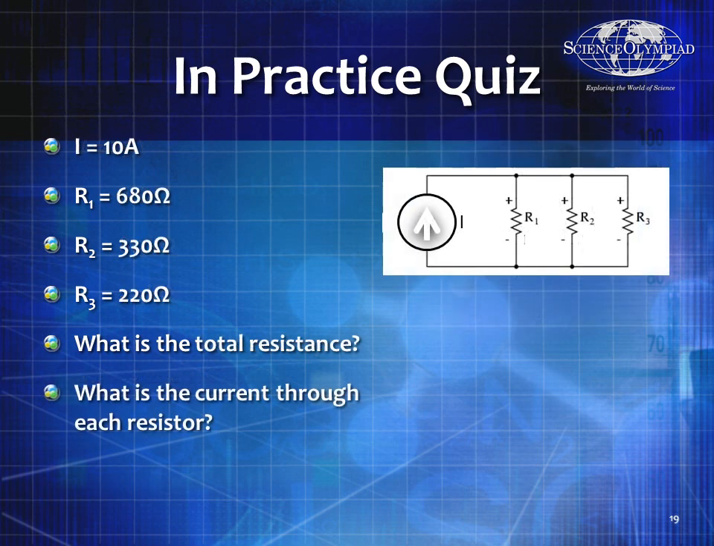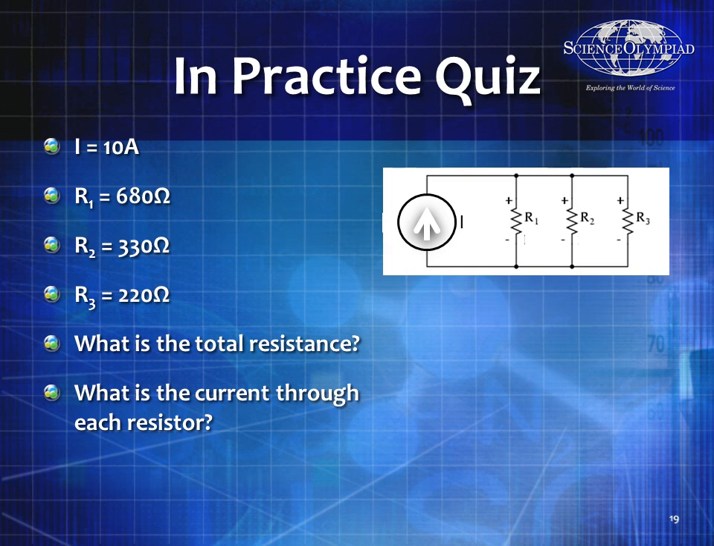Okay, now here we have a current source, and it's 10 amps. So I got 10 amps coming in here, and I got 680 ohms, 330 ohms, and 220 ohms all in parallel. Okay, now again, what you want to do is at first you want to figure out what's the total resistance, okay, and then once you figure out the total resistance, then you can figure out the current going through each resistor. And you'll notice in this particular case, I know that the total resistance will be less than 220 ohms. Okay, so whatever we come up with, it will be less than 220 ohms.